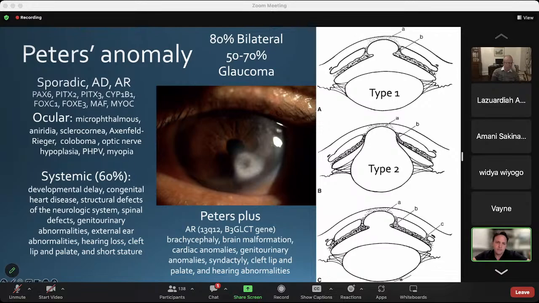Peters anomaly is also quite strongly associated with systemic issues, and so it's important that these kids also get a pediatric workup. About 60% of kids with Peters anomaly have some form of syndromic association. There is a condition called Peters plus syndrome, of which the gene has been recently described, which is the B3GLCT gene, which is a recessive condition, and that's associated with significant neural defects, cardiac anomalies, genitourinary anomalies, as well as some craniofacial issues as well, and they can have hearing issues as well.